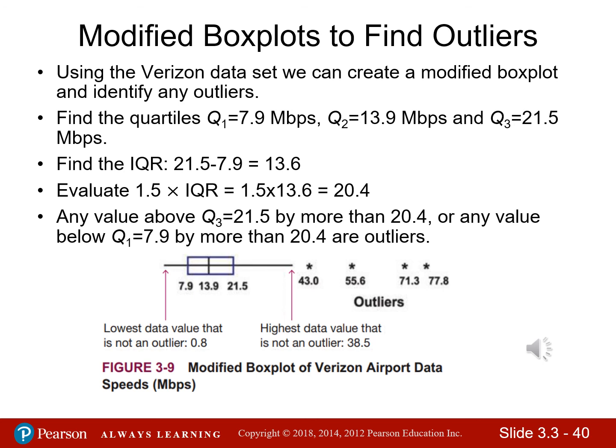However, we have 4 values that are above the third quartile by more than 20.4 megabits per second. And those values are 43, 55.6, 71.3, and 77.8. So we could consider those 4 values to be outliers in our data set.